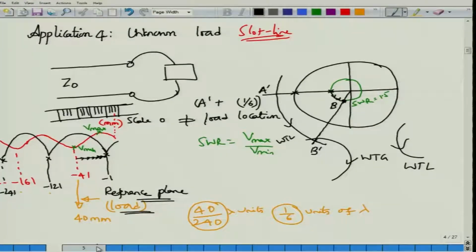The modern way of finding impedances, which is much more accurate than the simple slot line measurement that we have considered, is what is called the vector network analyzer. But to explain the concept behind the vector network analyzer is not possible in this course. If you ever take a microwave course, then you will know what a vector network analyzer is, and you will know its construction.